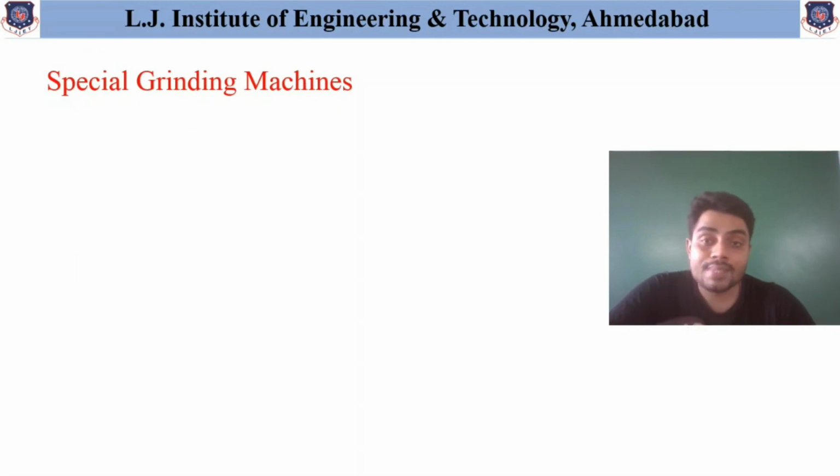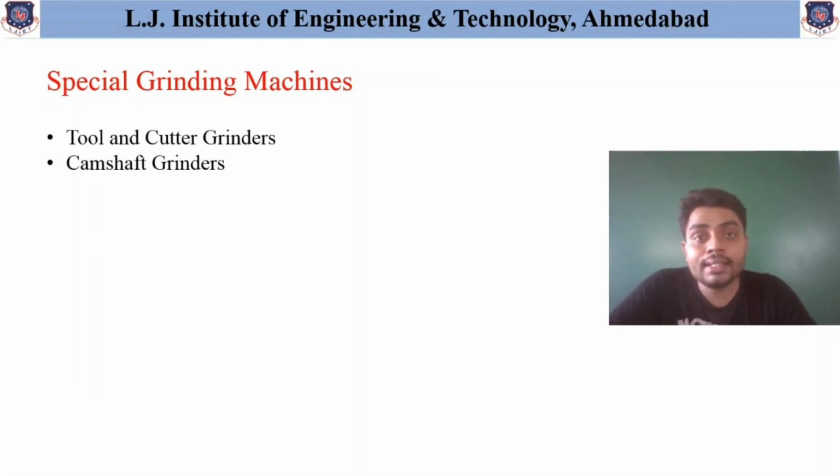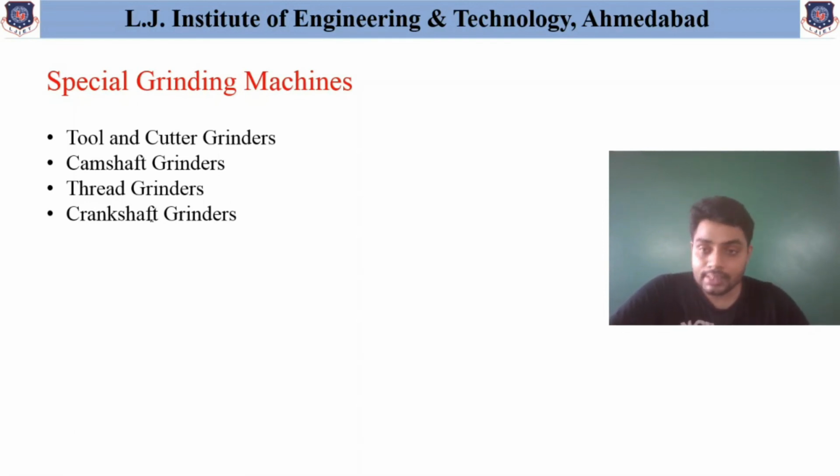There are also different special grinding machines available, of which the first one is the tool and cutter grinder. Some grinders are also used to manufacture camshafts, and those grinders are called camshaft grinders. Another one is the thread grinder. If the grinder is used for cutting threads on the workpiece, then it is called a thread grinder, and for that special arrangements are provided. And the last one is the crankshaft grinder. If the grinder is used for manufacturing crankshafts, then that grinder is given the name crankshaft grinder. So these are the different types of grinding machines that we have discussed.